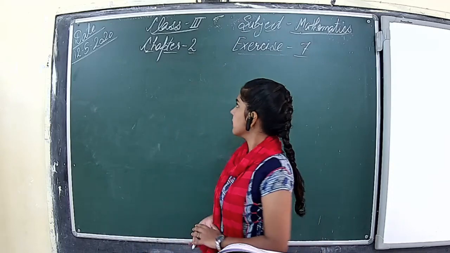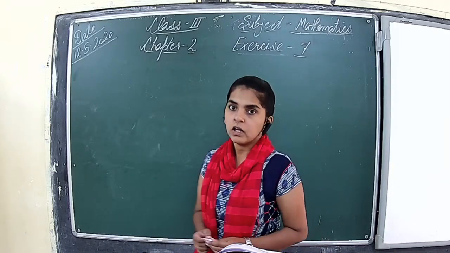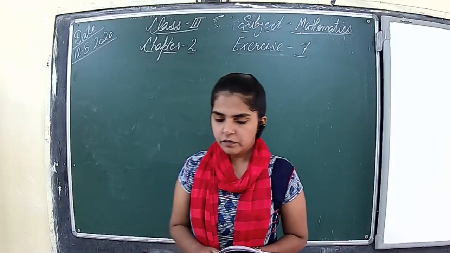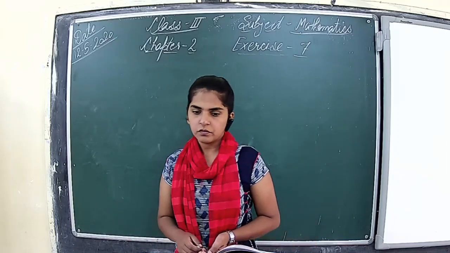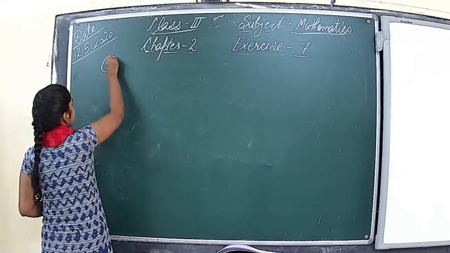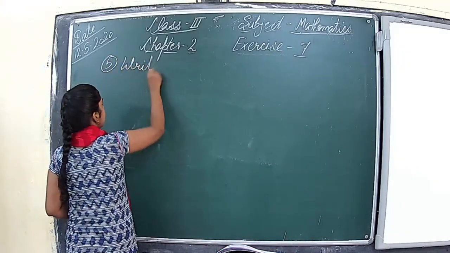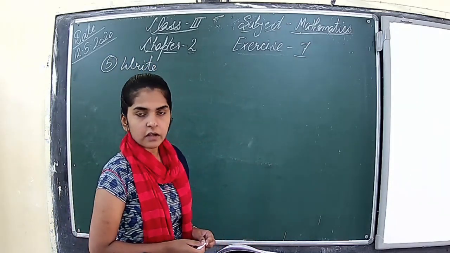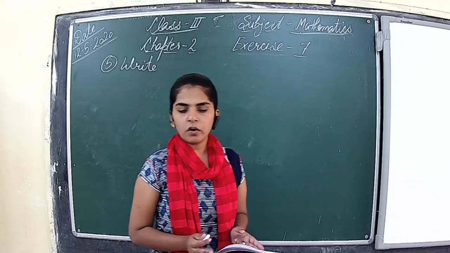We were doing our exercise number 7. Up to question number 4 we have completed already. Today we will start question number 5. Question number 5 is: write whether the following numbers are arranged in descending or ascending order.